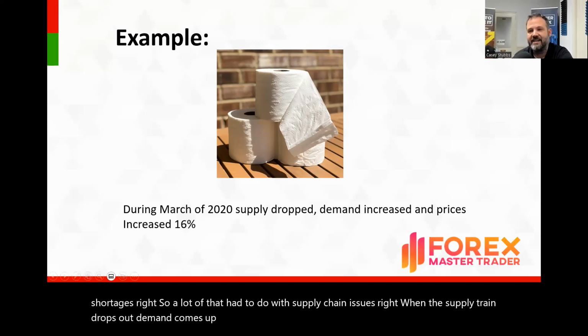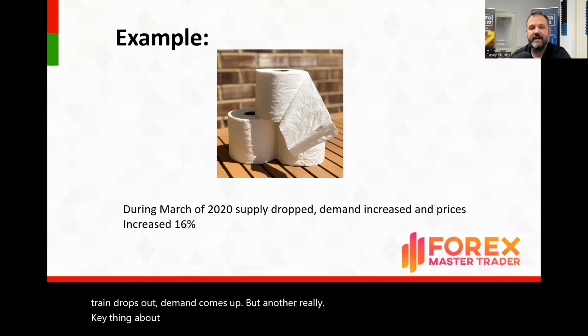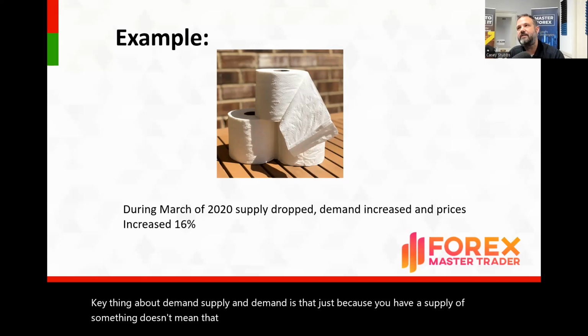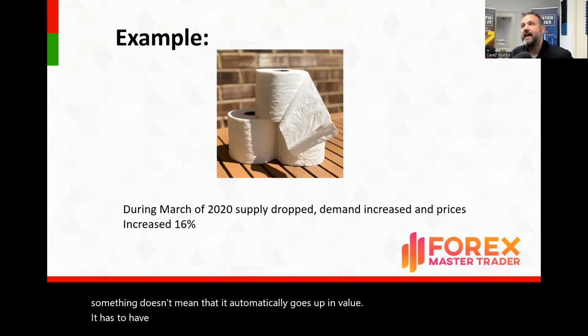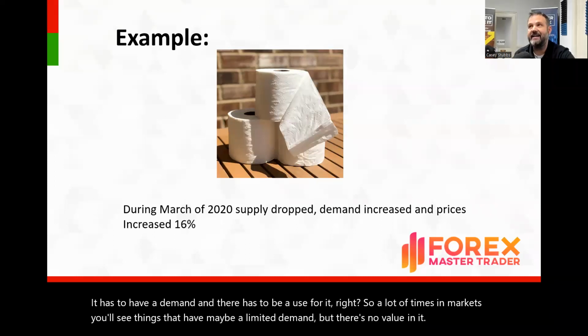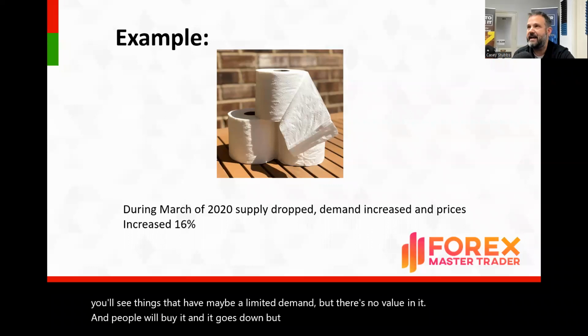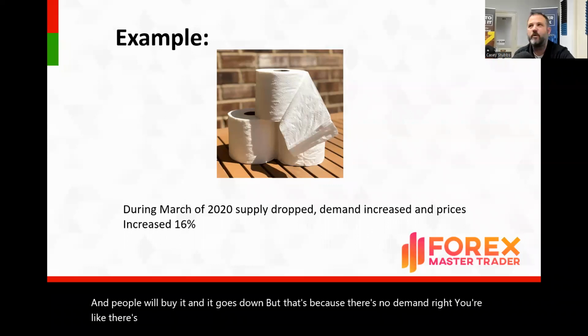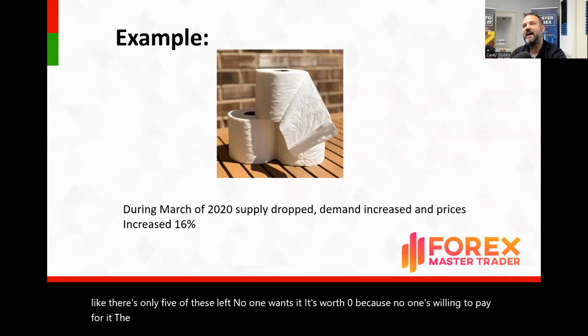But another really key thing about supply and demand is that just because you have a supply of something doesn't mean that it automatically goes up in value. It has to have a demand, and there has to be a use for it, right? So a lot of times in markets, you'll see things that have a limited supply, but there's no value in it, and people will buy it and it goes down, but that's because there's no demand, right? You're like, oh, there's only 5 of these left. Well, no one wants it. It's worth 0 because no one's willing to pay for it. The only thing that has value is what someone is willing to pay for something, right?